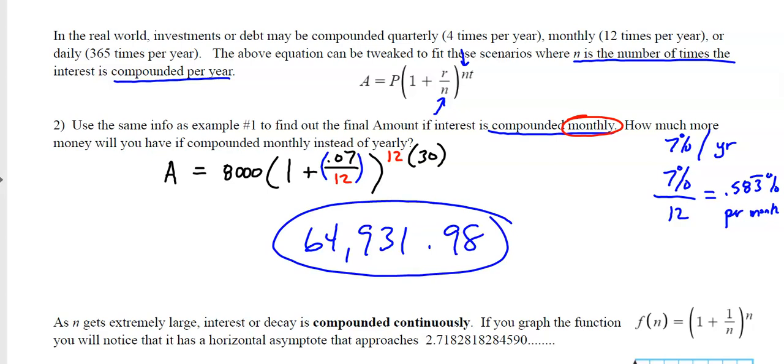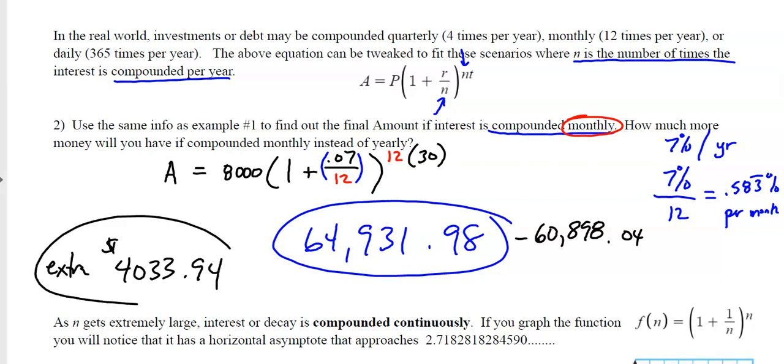So, and then the question says, how much more will you have if we did it monthly instead of yearly? Well, the first example up above was, I still have it on my calculator here, 60,898.04. So when I subtract those two numbers, minus 60,898.04, it looks like I get an extra $4,033.94 by compounding monthly instead of just once a year.